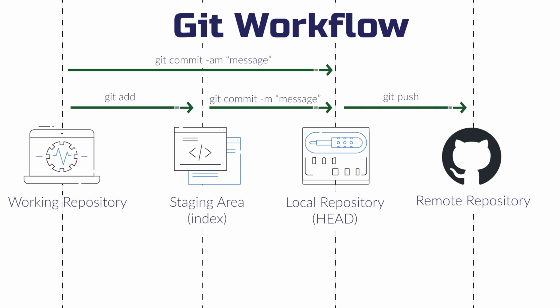So there is a shortcut that you can do if you want to commit and add your files at the same time, and that would be with the command git commit -am, and then you add your message. And what that does is you're doing both the flag A and M, which is both your add and your commit with the message.